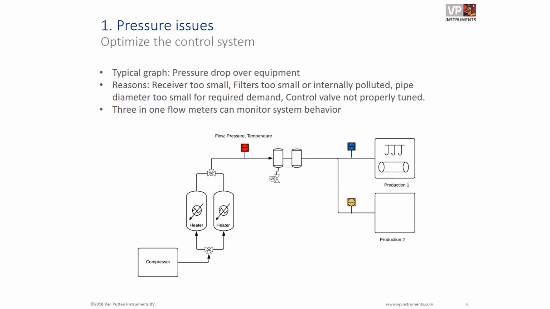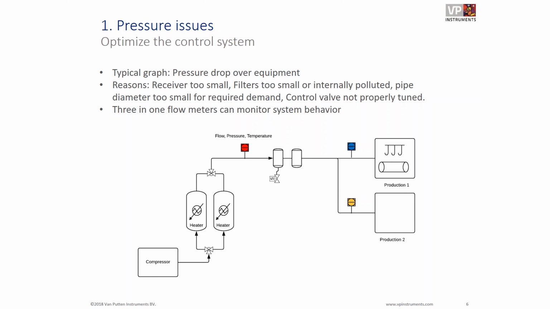So let's take a look at some examples. This is a typical P&ID of a compressed air system where there's one compressor, a dryer, and some filters. In this case, the customer was interested in the pressure loss over a piece of pipe or part of the network. With this, you can reveal interesting things like maybe there is an issue with the receiver, maybe the line size is too small, maybe the filters are clogged, maybe something is not properly tuned.